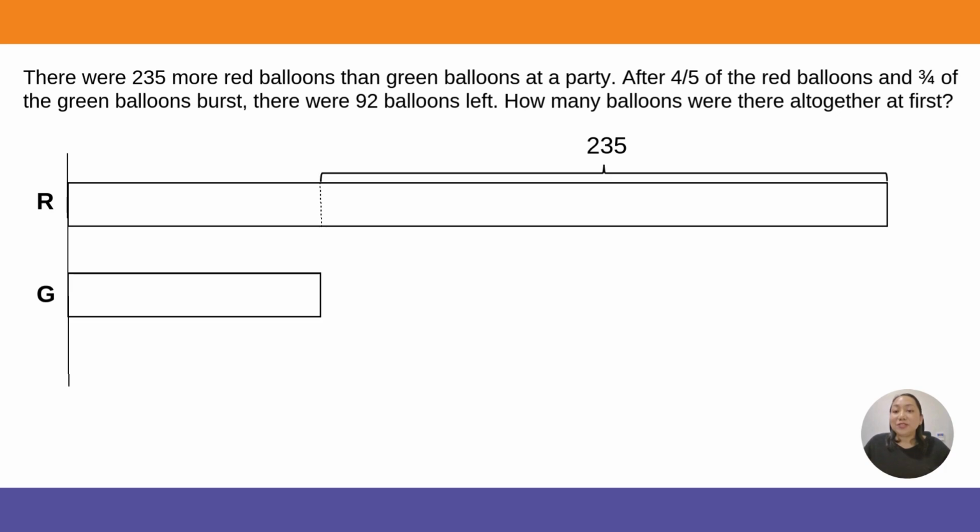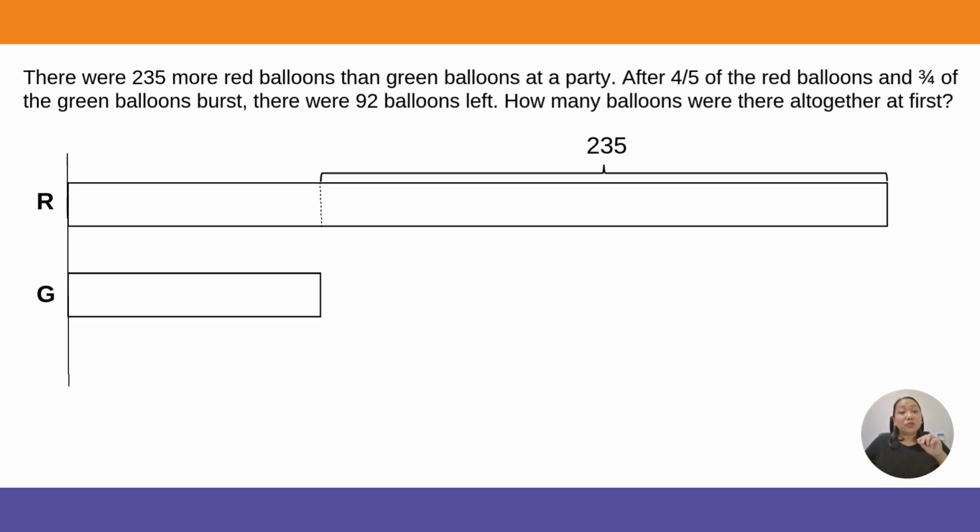There were 235 more red balloons than green balloons at a party. After four-fifths of the red balloons and three-fourths of the green balloons burst, there were 92 balloons left. How many balloons were there altogether at first?